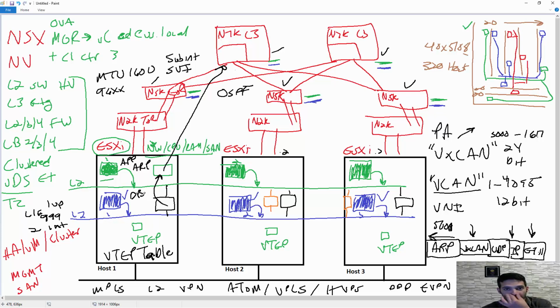You can also set up VPNs and SSL layer 2, layer 3 VPNs and stuff like that, so that you can get that information between wherever it needs to go.